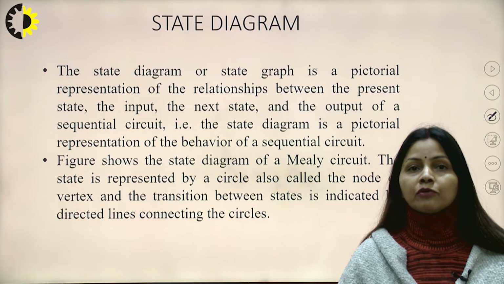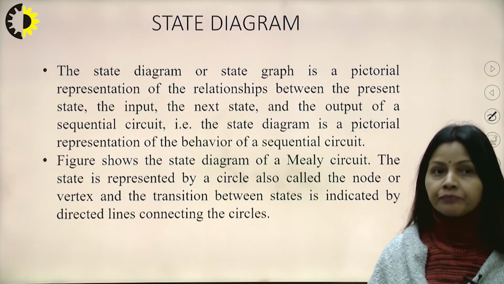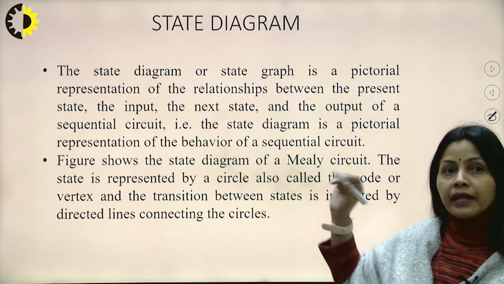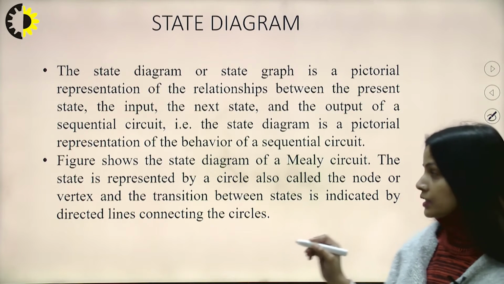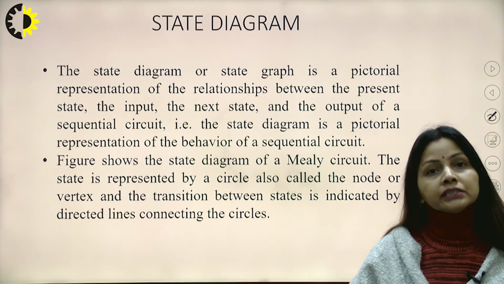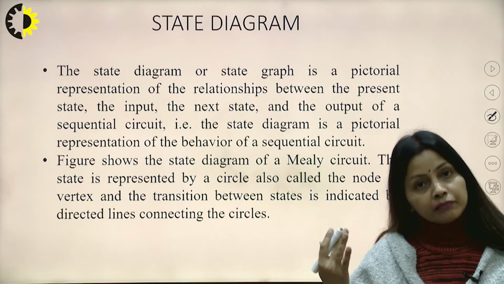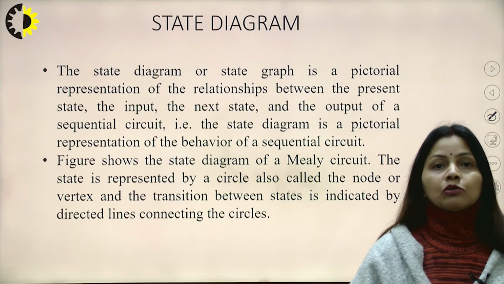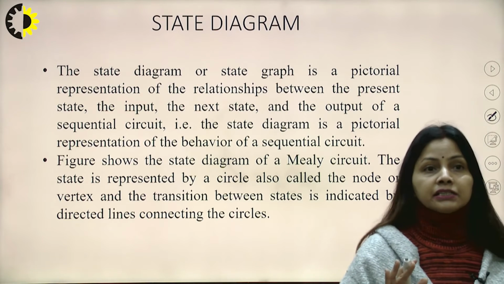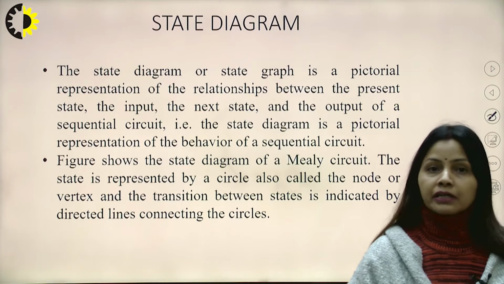A state diagram or a state graph is a pictorial representation of the relationship between the present state, the input, the next state and the output of a sequential circuit. Any sequential circuit depends on the previous state, the next state, the present input, and the next output. All these conclusions we draw on a diagram, and that is known as a state diagram. The state diagram is a pictorial representation of the behavior of a sequential circuit.